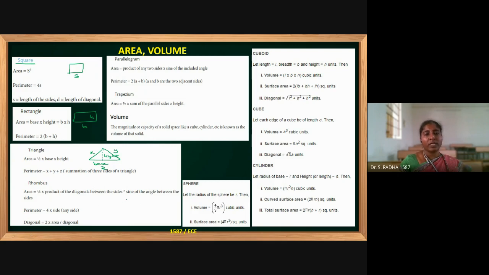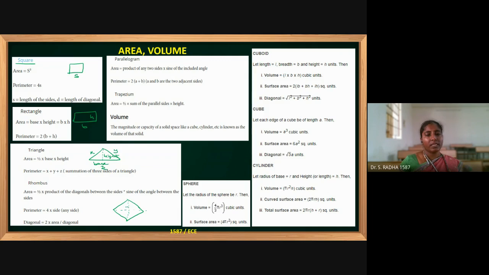Rhombus is also a square, but 90 degrees will not be followed. So rhombus is also a square only, with equal sides. Something like this it will come. Rhombus. Okay. When you make the diagonal, at the diagonal right angles will be formed.